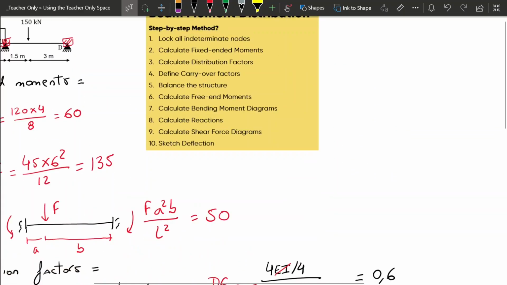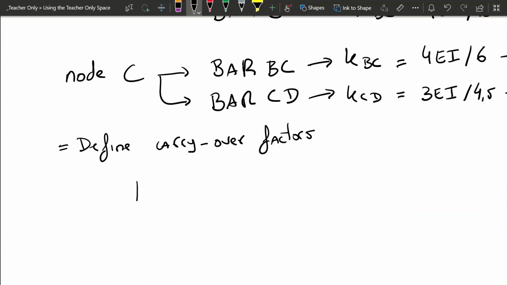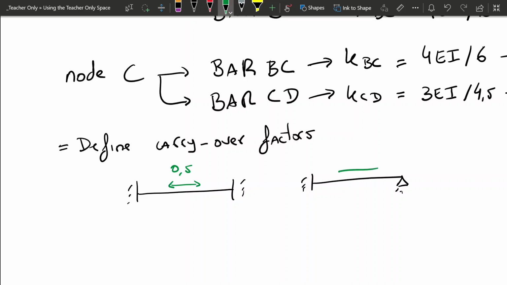Now we need to do the carryover factor. The only thing we need to know in a carryover factor is that between fixed points the carryover is 0.5 in two directions. Between a fixed and a pin bar, the carryover is 0.5, but only in the direction of the fixed support, never in the opposite direction because you can't have moments in the pin support.